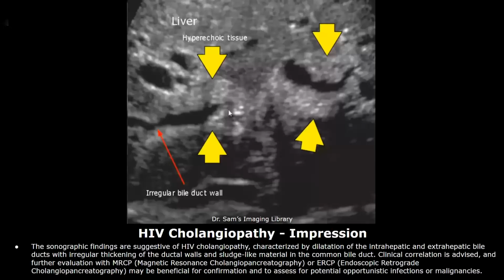This is the impression. The sonographic findings are suggestive of HIV cholangiopathy, characterized by dilatation of the intrahepatic and extrahepatic bile ducts with irregular thickening of the ductal walls and sludge-like material in the common bile duct. Clinical correlation is advised and further evaluation with MRCP or ERCP may be beneficial for confirmation and to assess for potential opportunistic infections or malignancies.